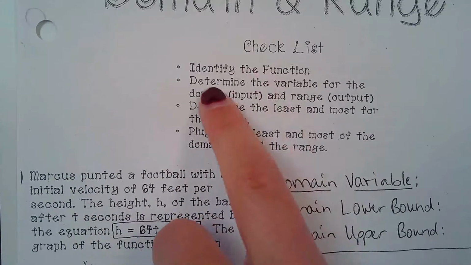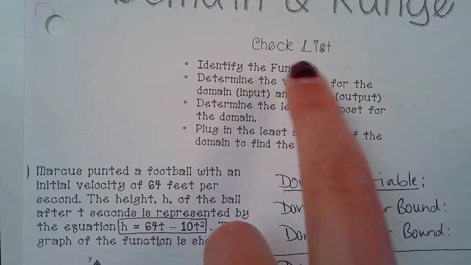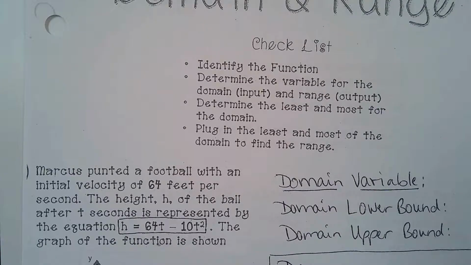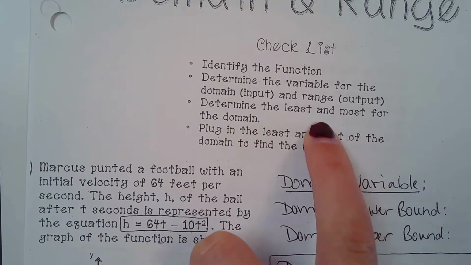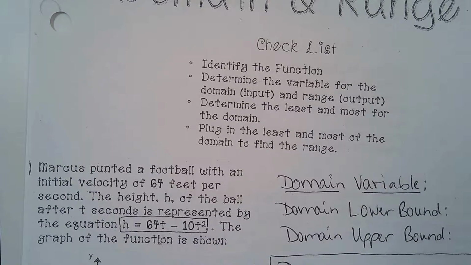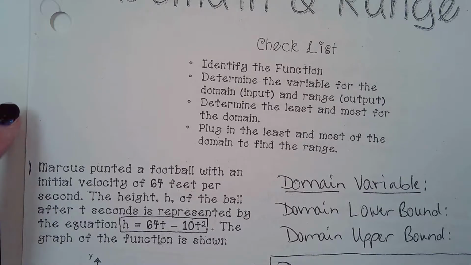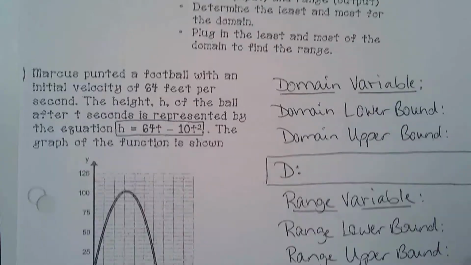You've got a checklist up here at the top. So I want you to identify your function, which has been done for you in most of these. Then determine your variable for domain and range. Then decide the least and most for your domain, and then you'll plug those numbers into your function to get the least and most for your range. So I know that sounds a little weird right now, but we'll go through it in a second. Hopefully it won't be too bad.